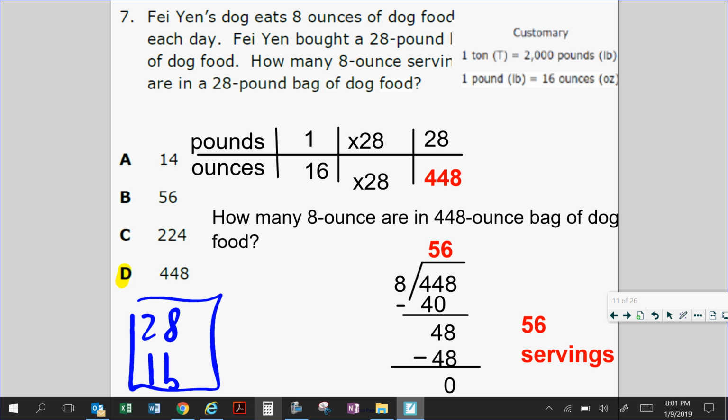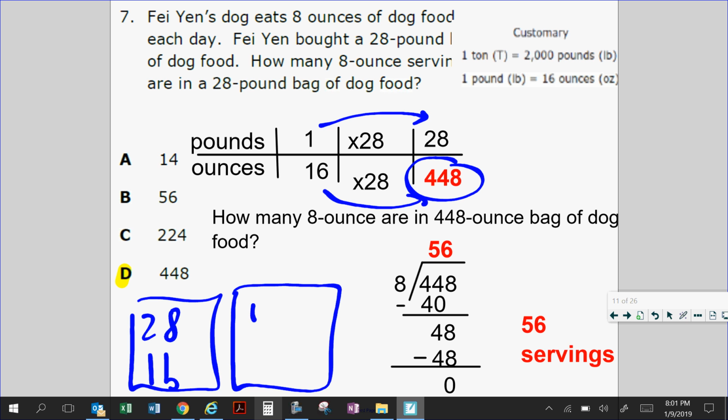What's another way to say 28 pounds? 1 pound equals 16 ounces. How do you build 1 pound to 28 pounds? Times 28, so you get 448 ounces. So this bag has 448 ounces. I would like to know how many 8 ounces are in here. How many groups of 8 ounces are in here? So 448 divided by 8 is 56.